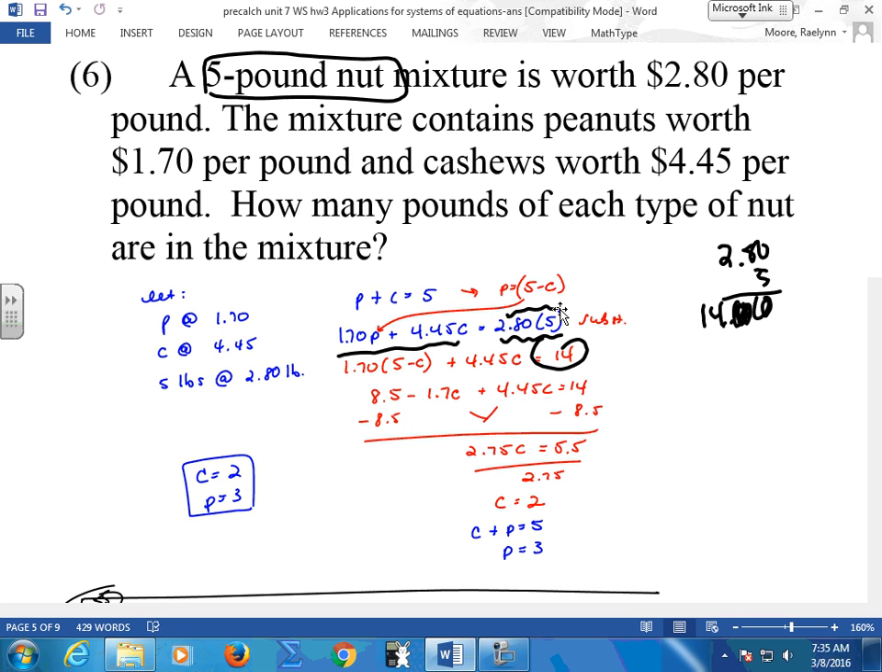And go back and check it when you're done. Go back and check that it actually works. Plug it back in. These are equations. Plug them back in and make sure they make sense. And they could come out with partial pounds as well.